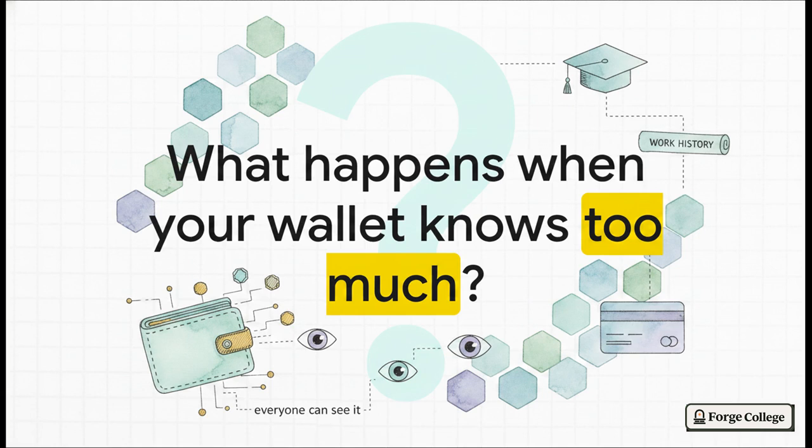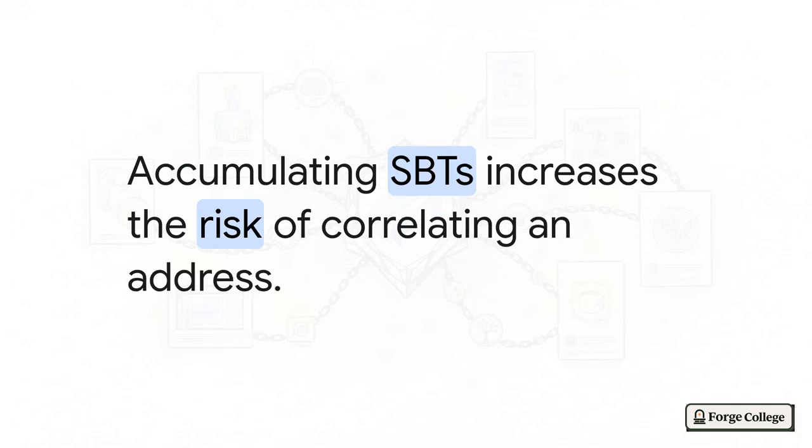Sure, it's great to have your degree, work history, and credit score easily verifiable, but what happens when your digital wallet becomes a fully transparent window into your entire life for literally anyone on the internet to see? This introduces what we call linkage risk.